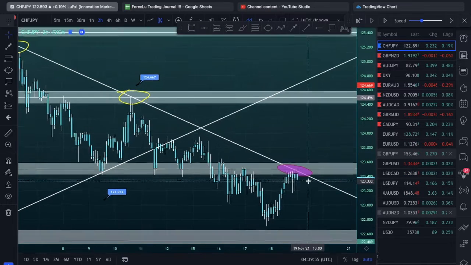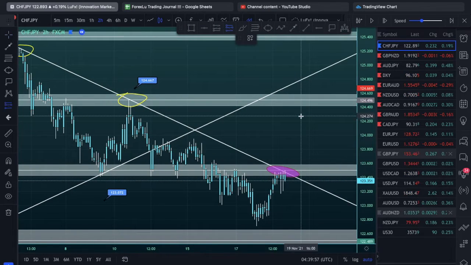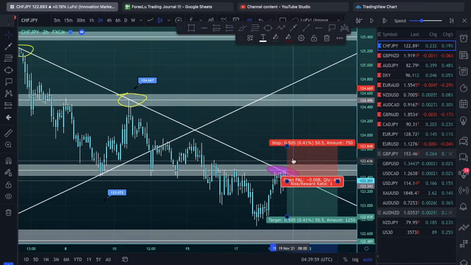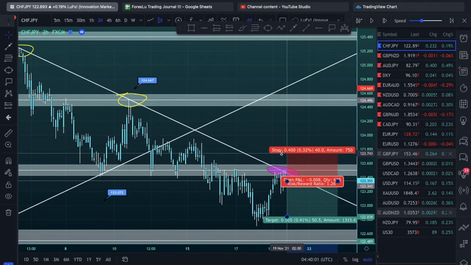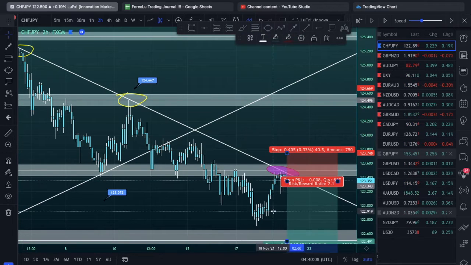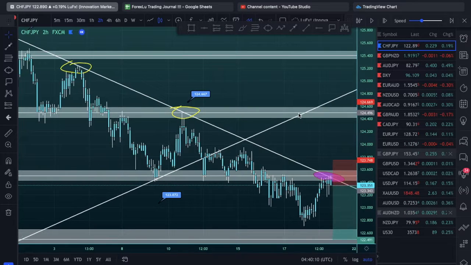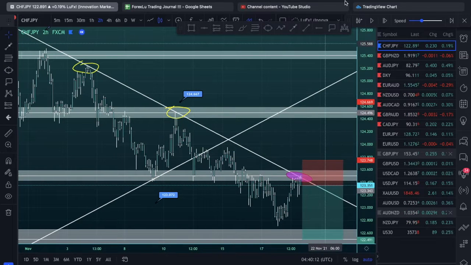So I'm pretty sure I got in like exactly right here somewhere. So let's just mark it up. So I got in right here. I have my stop loss probably somewhere right here, and I was just targeting this level right here, right? I'm pretty sure my stop loss is closer than that. Let's see.